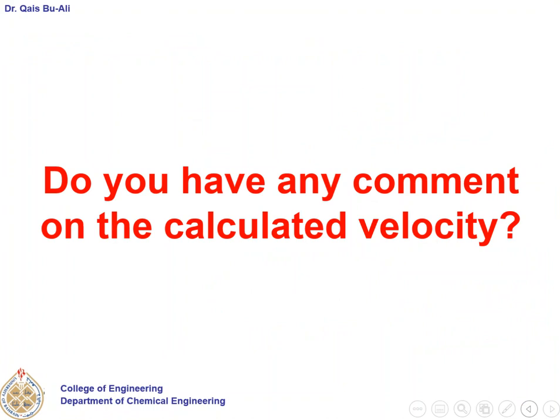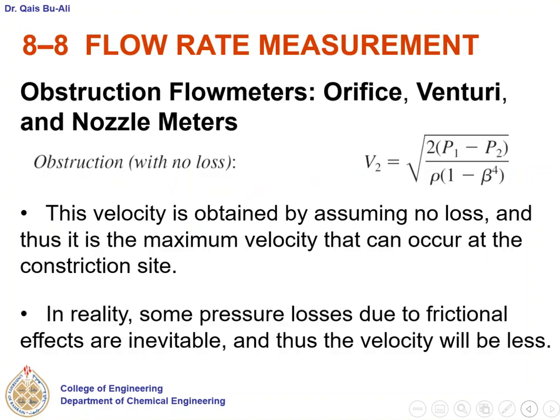So do you have any comment on the calculated velocity? Will you ask something about it? Is this the maximum velocity? Is this a local velocity? So actually this velocity here is obtained by assuming no losses. We use the Bernoulli equation, and the Bernoulli equation is based on the assumption that I don't have losses. And thus it is the maximum velocity that can occur at the constriction site.